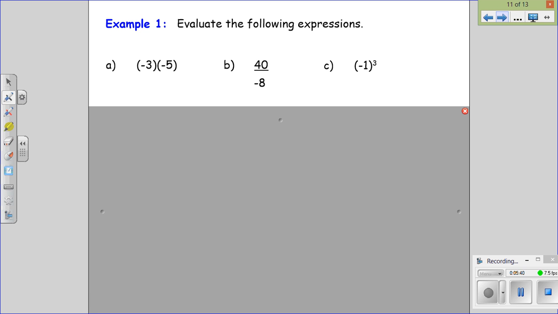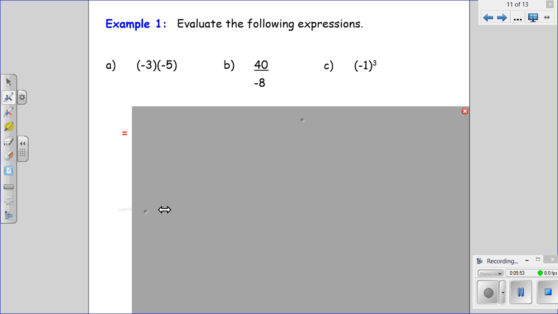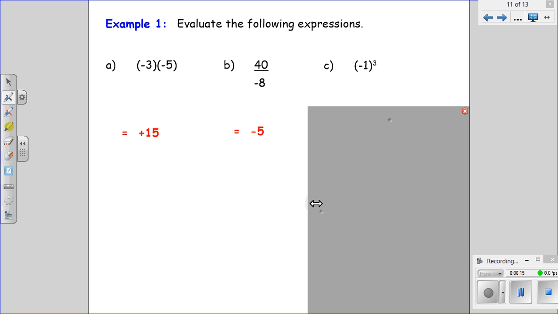So let's do a couple examples. Negative 3 multiplied by negative 5. It's a negative and a negative being multiplied. Two integers, same sign. The result will be positive 15. 40 divided by negative 8. Well, 40 doesn't have a sign on it, does it? But when we don't see a sign, it's that number we've been using all the time since grade 1, and we know that really means a positive. A positive divided by a negative, opposite signs for two numbers, the result will be negative, and 40 divided by 8 is 5.